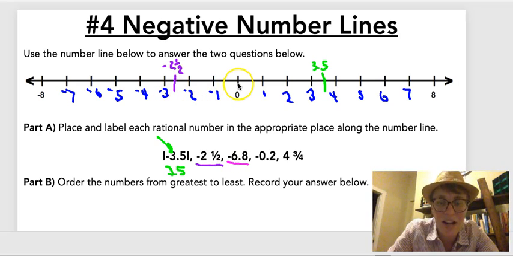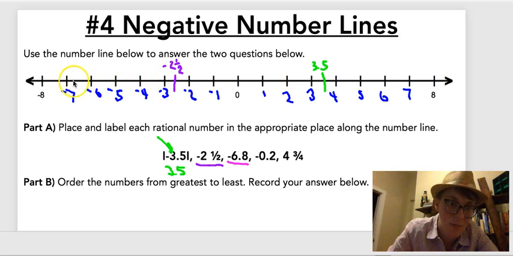So when I look at my number line, I'm starting at 0, negative 1, negative 2, negative 3, negative 4, negative 5, negative 6, and then I'm going to be really close to 7. I'm going to put it right about there to be as precise as possible. Okay? That's going to be negative 6.8.